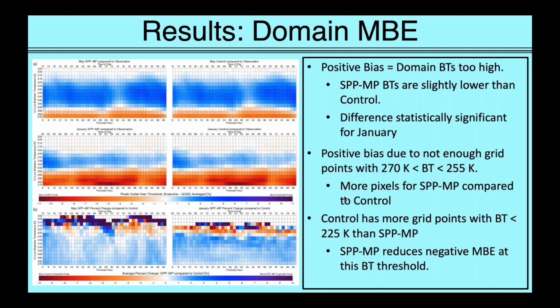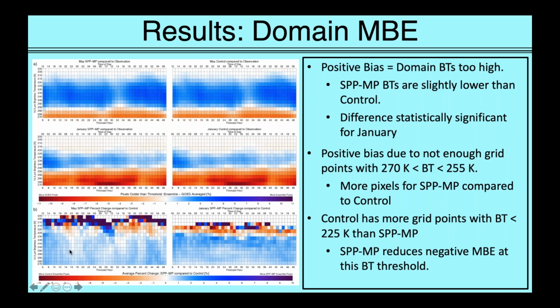So why do we have this bias? The positive bias is due to not enough grid points having brightness temperatures between about 270 and 255 Kelvin. We can see that here in these top four images. These oranges and even these reds indicate that there are more GOES pixels colder than 270 Kelvin than there are ensemble pixels. For the most part, that meant our ensemble pixels were too warm. So we were missing these lower-level, not optically thick clouds.